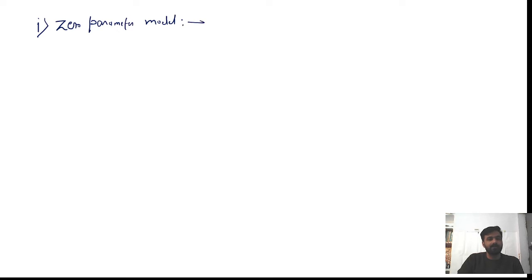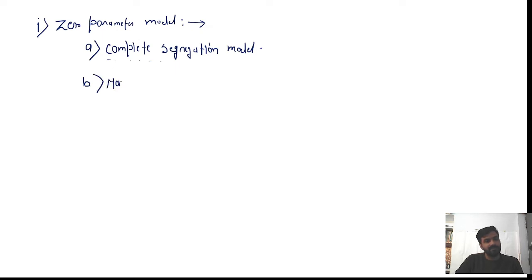Zero parameter model. In the zero parameter model, it is divided into two subgroups. The first subgroup is the complete segregation model, which is the objective of this session. We have to study the complete segregation model. And the second is the maximum mixedness model.